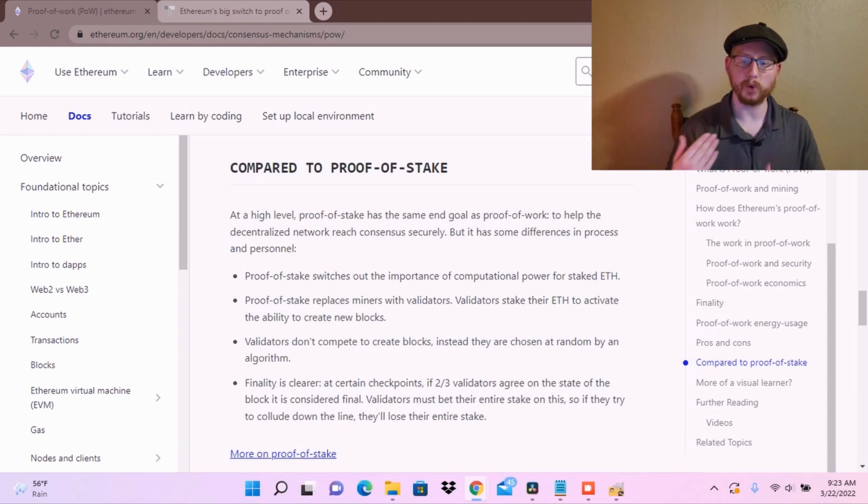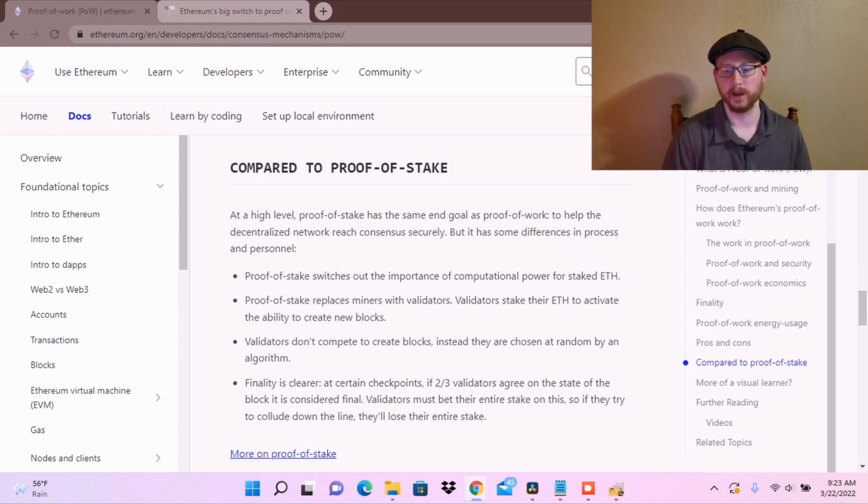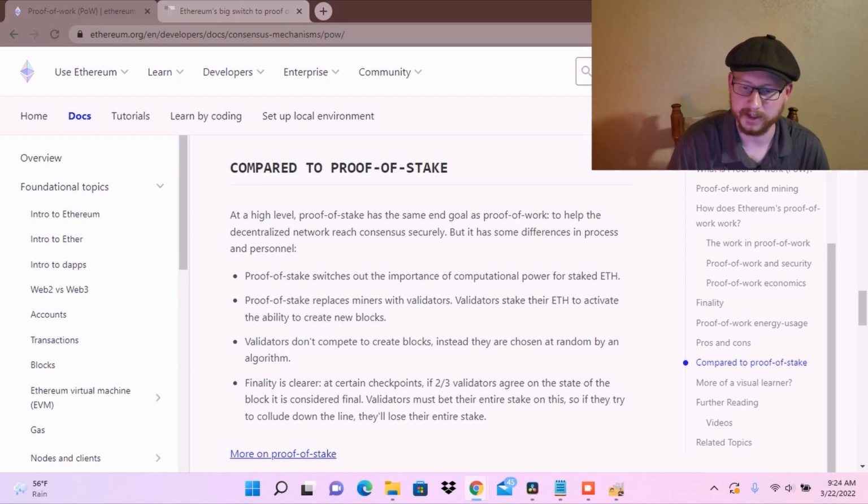So when we're comparing proof of stake, at a high level, proof of stake has the same end goal as proof of work, to help a decentralized network reach consensus securely, but it has differences in process and personnel. Proof of stake switches out the importance of computational power for stake in Ethereum. Proof of stake replaces miners with validators. Validators stake their Ethereum to activate the ability to create new blocks.